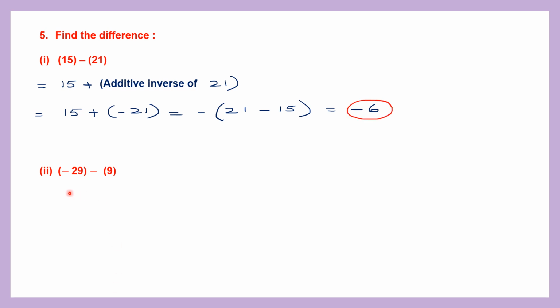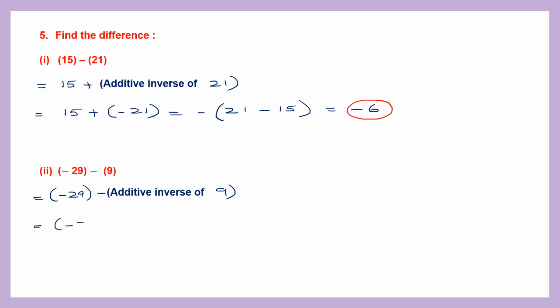Let's go to the second question. Here also we write the first integer as it is, that is negative 29. Change the operation from subtraction to addition. Now we have to write the additive inverse of 9. So additive inverse of 9 is what we need to write. So now let's do that.